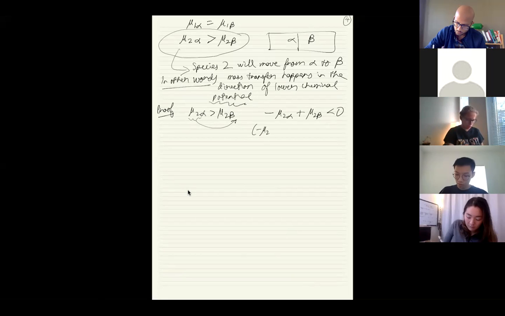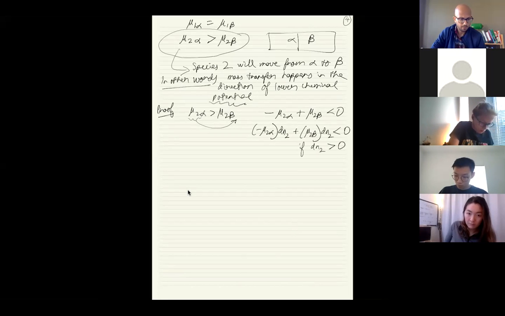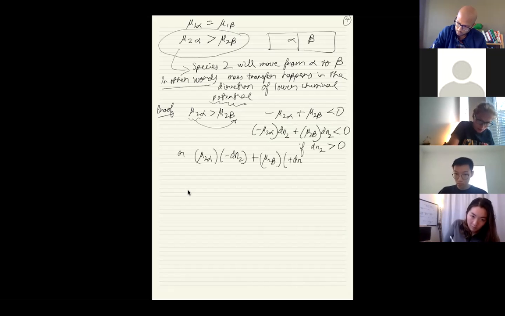Or minus mu2 alpha, and I'm going to write it in brackets just for a bit because I'm going to multiply it by something. Multiplied by something dn2, both of them multiplied by dn2 will also be negative if dn2 is positive, right? Or mu2 alpha multiplied by minus dn2 plus mu2 beta multiplied by plus dn2 is negative. And that's all we were saying.